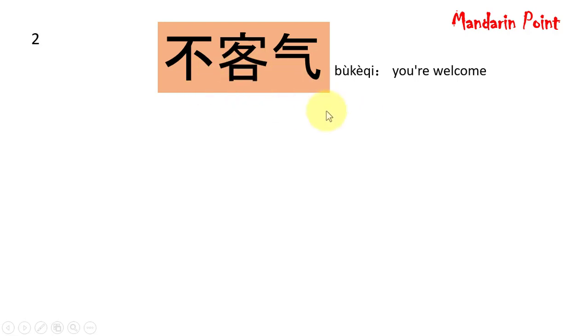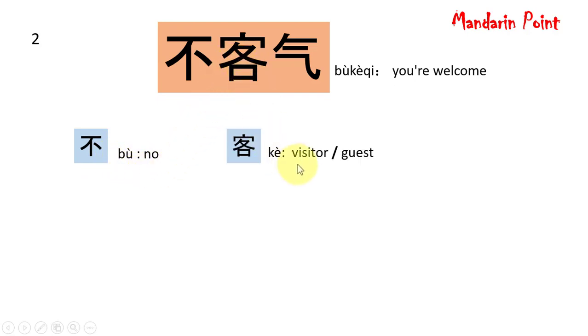Bukeqi, you're welcome. Xiexie means thank you and bukeqi means you're welcome. Let's break down this bukeqi. Bukeqi is actually composed of this bu, which means no, and this ke, which means guest or visitor, and this is qi, which means steam or air.